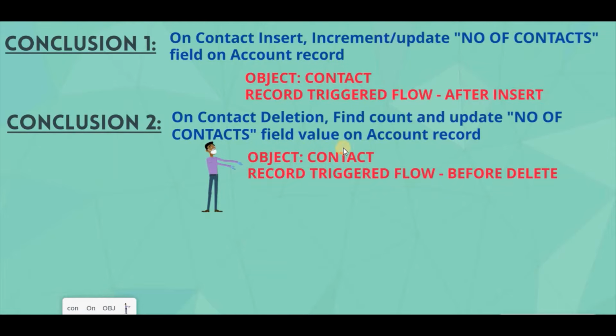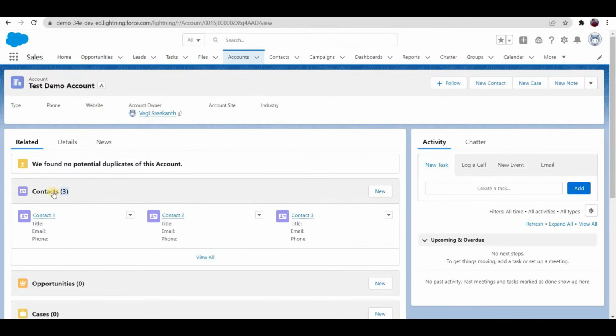So the conclusion number 2 is on contact deletion, find the count and update the number of contacts field value on account record. So we need to write our object on contact, why? Because whenever a contact is deleted, we need to do an operation. That's the reason on contact object, and the operation or the event has to be before delete. In fact, we need to write after delete, but the thing is flows do not have after delete yet. It might come in future releases, but at this point of time, as we are having before delete event, we are using this before delete event to find the count of contacts and then update that value accordingly in the account record. Okay, let's come back to Salesforce again.